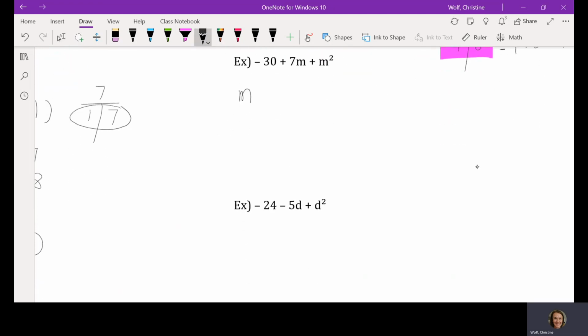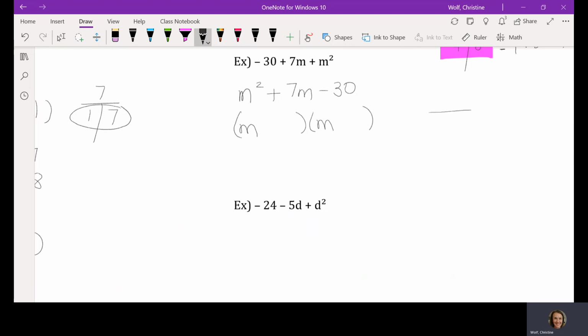It's out of order, so I'm going to rearrange. I'm going to put the m squared out front. I'll put that +7m in the middle, and then the -30, my constant term, goes at the back. I don't have any other problems here. The number in front here is 1. That's what I want, so we can just go right ahead. So my letter is m.